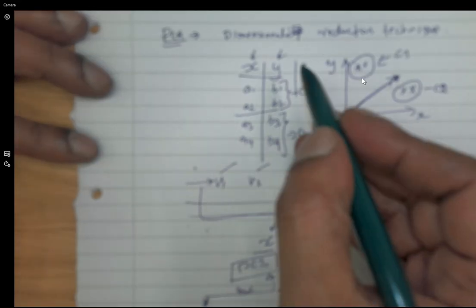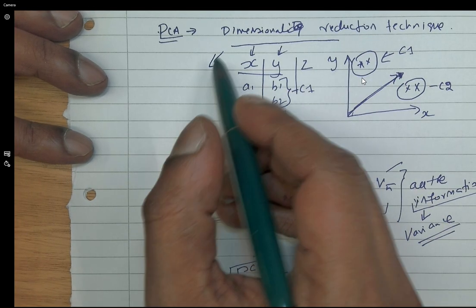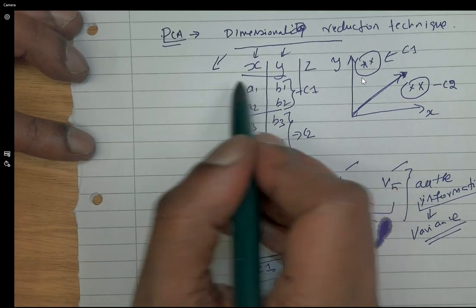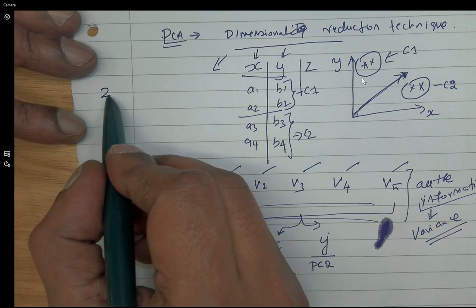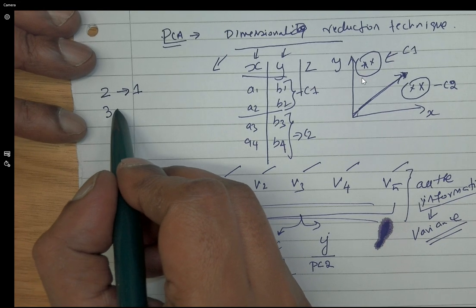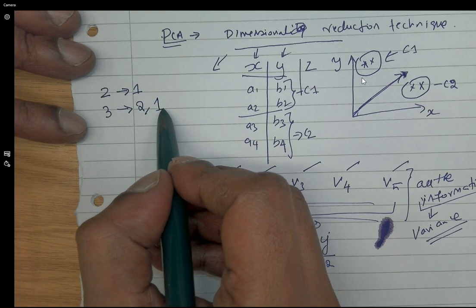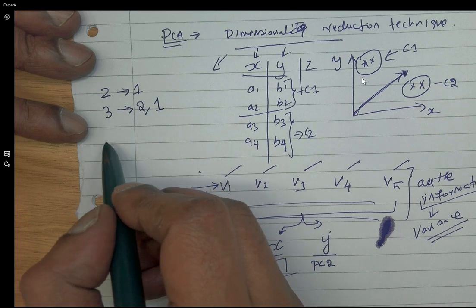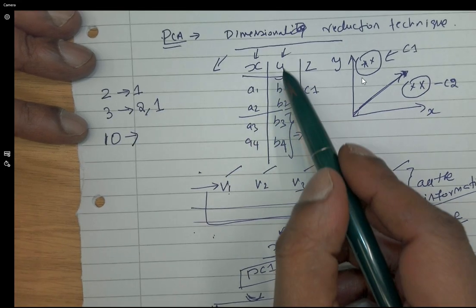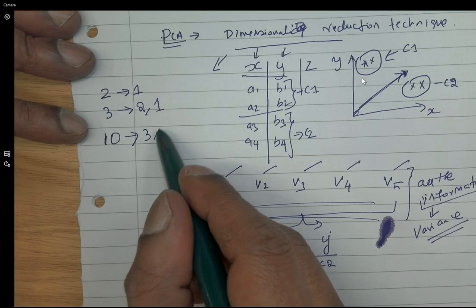PCA is, like I already said, a dimensionality reduction technique. And a few things you have to remember: if you have two-dimensional data, you can reduce it into one-dimensional data. If you have three-dimensional data, you can reduce it into either two-dimensional or even one-dimensional. If you have multi-dimensional data, say 10 variables, meaning 10 columns, you can reduce it into 3 or 2 or 1.